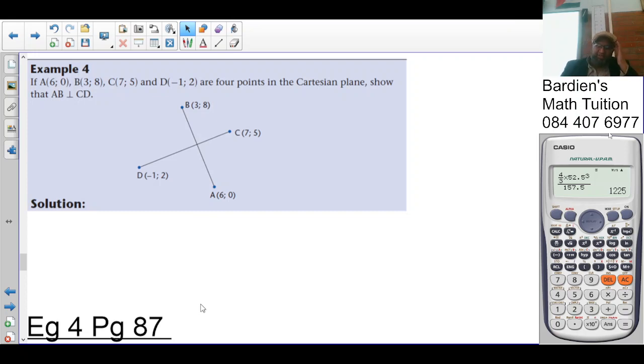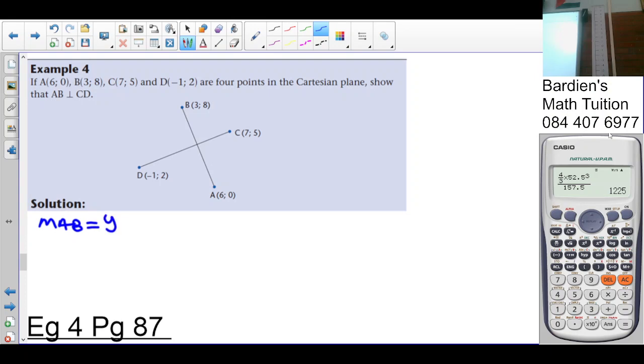The gradient of AB is? And the gradient of CD? And now we're going to prove that it's perpendicular. Multiply the two gradients. Absolutely. Right, nice. So let's work out the gradient of AB. So how do we work out gradient? y2 minus y1 over x2 minus x1.